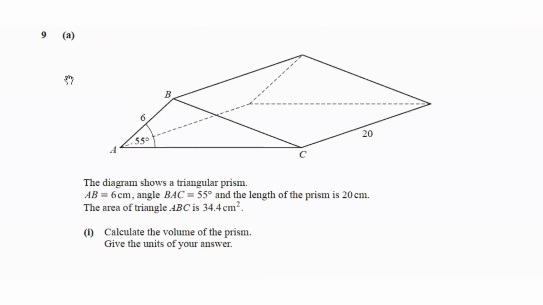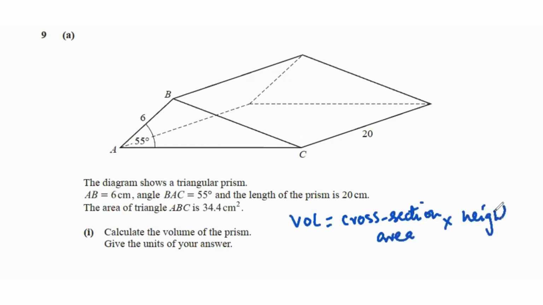Question 9 says the diagram shows a triangular prism. AB is 6 centimeters, angle BAC is 55, and the length of the prism is 20 centimeters. The area of the triangle ABC is 34.4 centimeters square. Calculate the volume. Volume is basically cross-section area times your height. So over here, cross-section area is 34.4 times the height, which is 20.